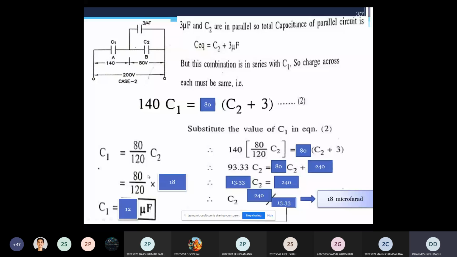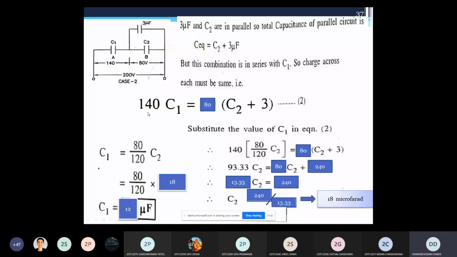What is your answer? C1 is? Sir, C1 equals 3.6 and C2 is... Yes, here I have made a mistake. Sorry for the mistake. Here you get 140 across C1, so you get only 60 volt across the other. So correct this error here.